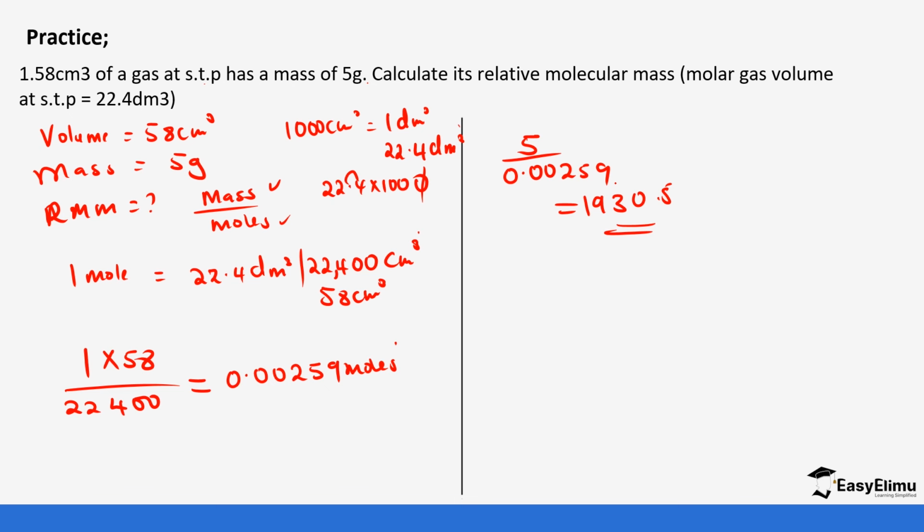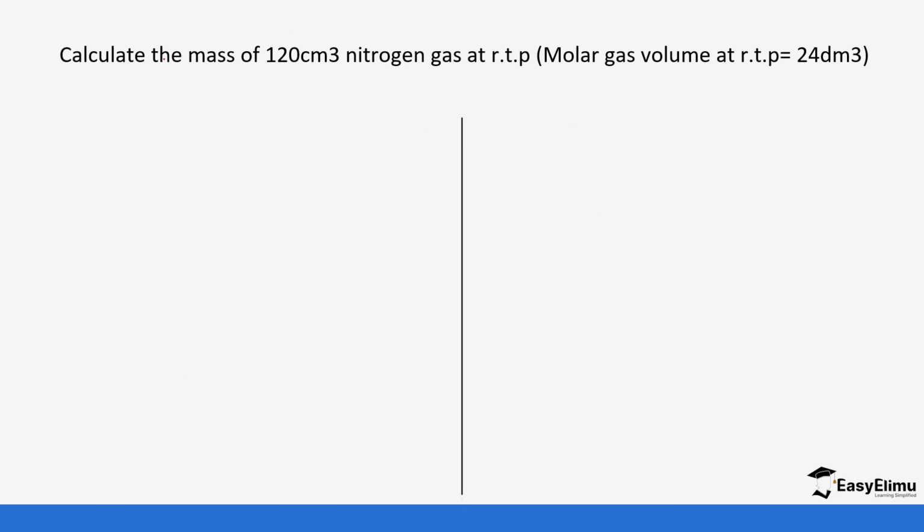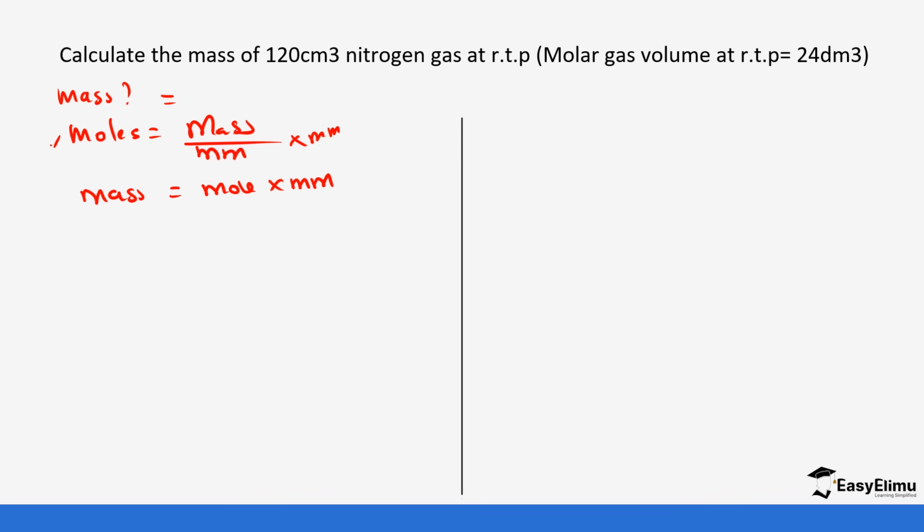Another question: calculate the mass. So we are looking for mass. We know moles is equal to mass over molar mass. So it means mass is going to be moles times molar mass. That is when you multiply molar mass on both sides, you get this. So this is what you are going to use: mass is equal to moles times molar mass.